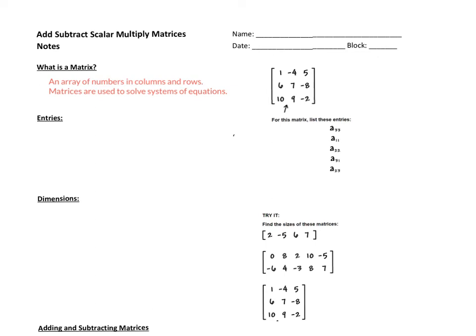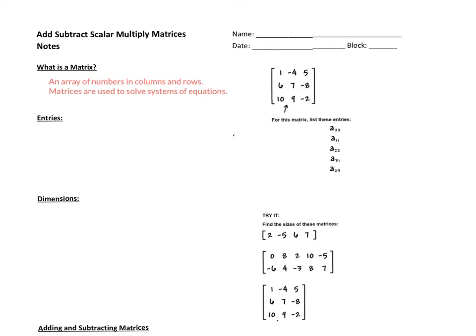Today we're going to talk about matrices and how to perform basic operations between matrices. So first, let's talk about what is a matrix. A matrix is an array of numbers in columns and rows. Matrices are used to solve systems of equations.